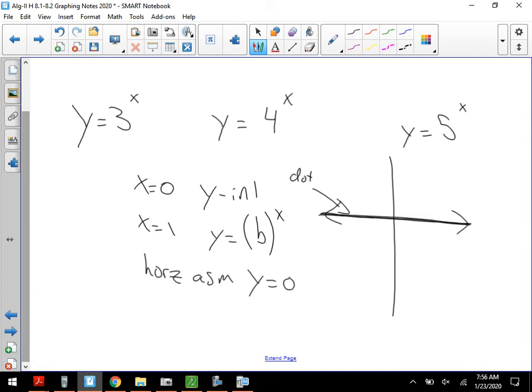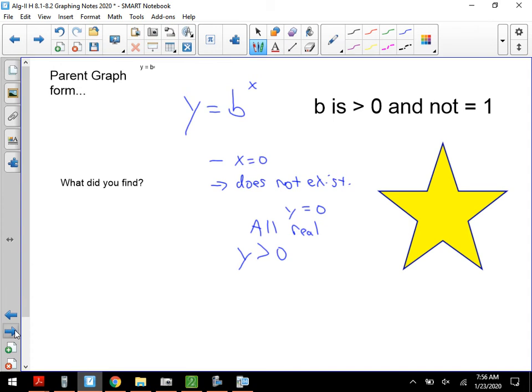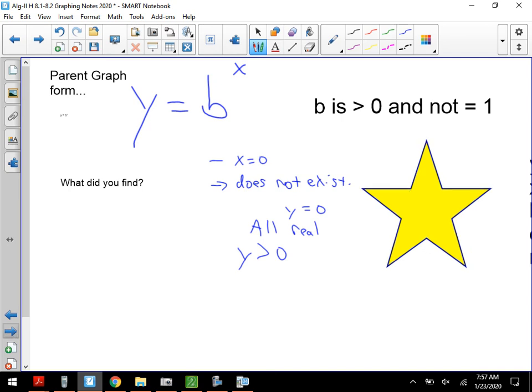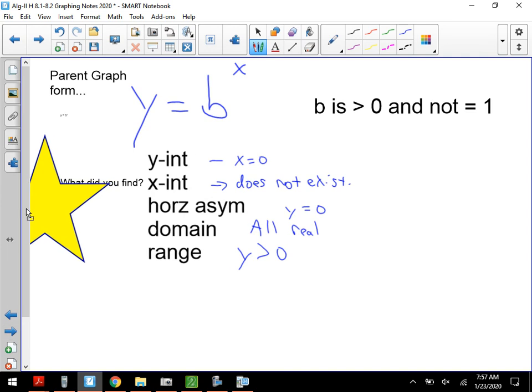As we go through, again, these are what we call exponential growth. They're going to move from left to right, up like that. There's a couple other things that happen with them. We're going to call these things a parent graph. And the parent graph is in the form, that's right here, of y equals b to the x. That's what we're calling our parent graph. The stuff that we found, I forgot that. Yeah, right.